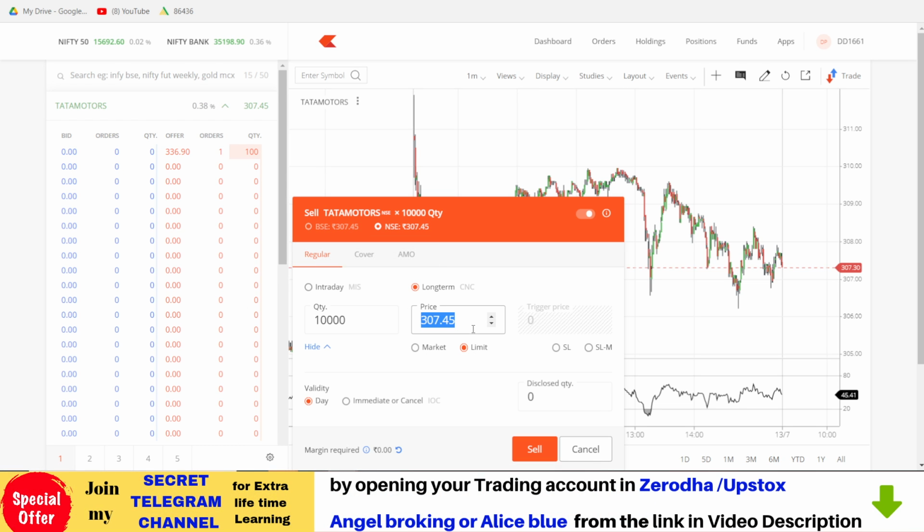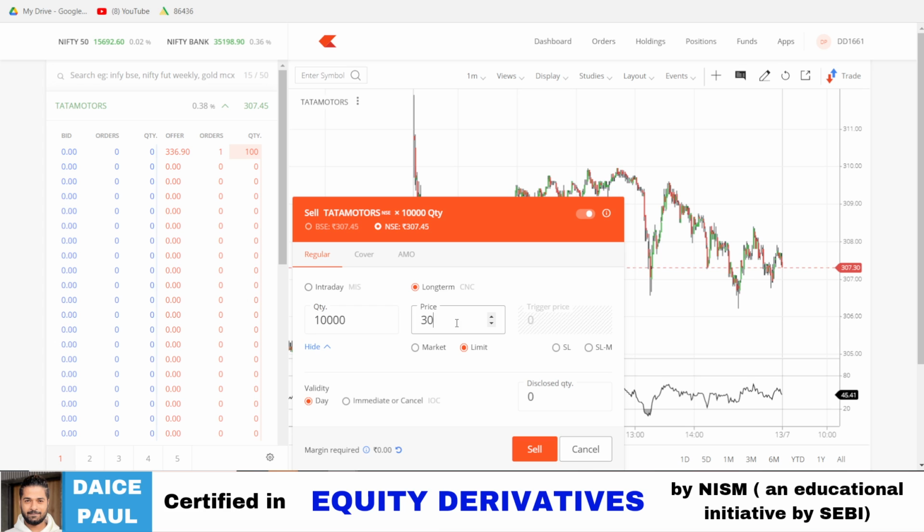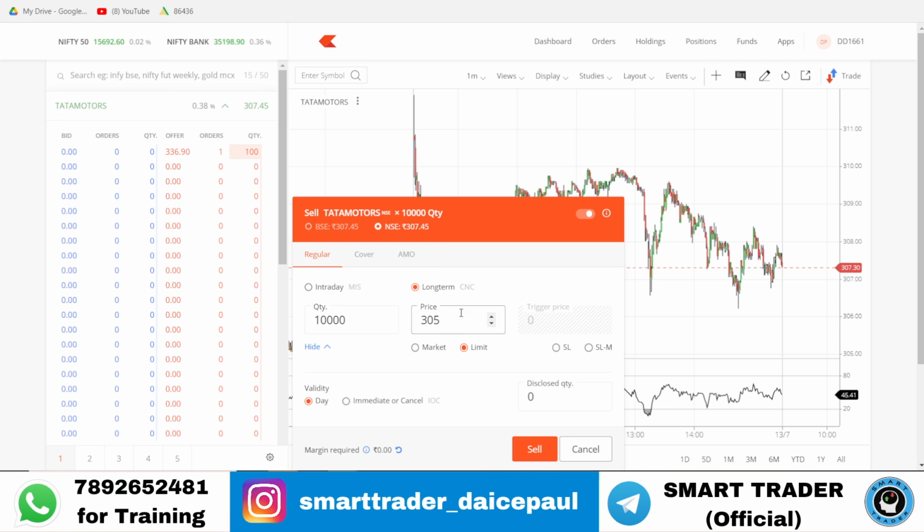So here, if you want to sell at 310, it is fine. The market price is 307.45, but if you want to sell at 310, it is fine. But if you want to sell at 305, for selling, it goes down, down, right? If you see here, you'll get to know. Here prices will be going up, up, up. Here prices will be going down, down, down. So basically what I told for buying, it is the opposite for selling. If you want to do something like 305, then you have to put these SL orders.